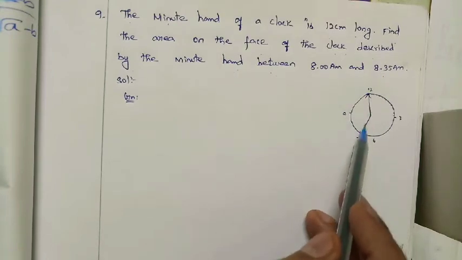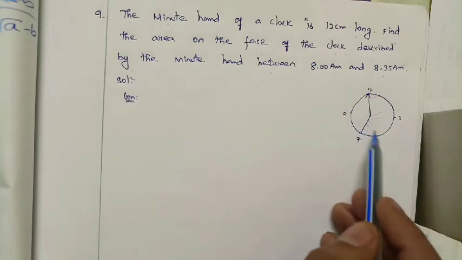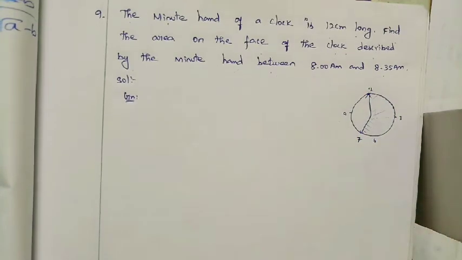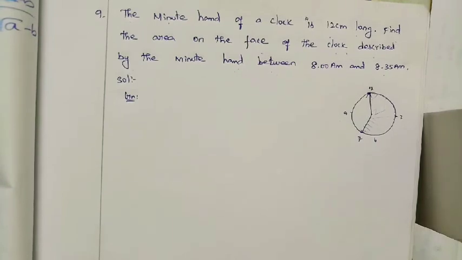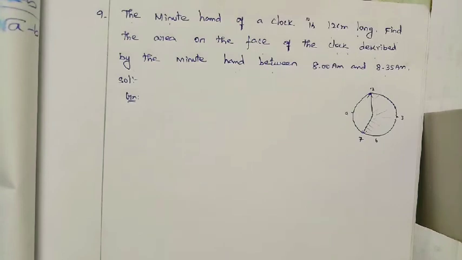8:35 means the minute hand will be in the 7th place, right? And this area fully we want to find, right? This is the area of a sector. For finding the area of a sector, we want to use what formula? Theta by 360 into pi r square.